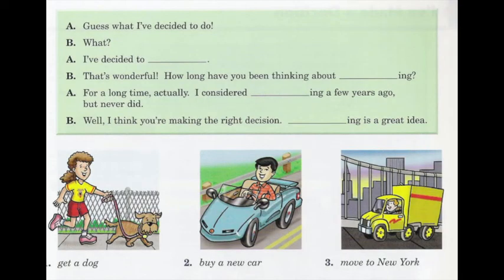Okay. Okay, number 1. Guess what I've decided to do? What? I've decided to get a dog. That's wonderful. How long have you been thinking about getting a dog? For a long time, actually. I considered getting a dog a few years ago, but never did. Well, I think you're making the right decision. Getting a dog is a great idea.